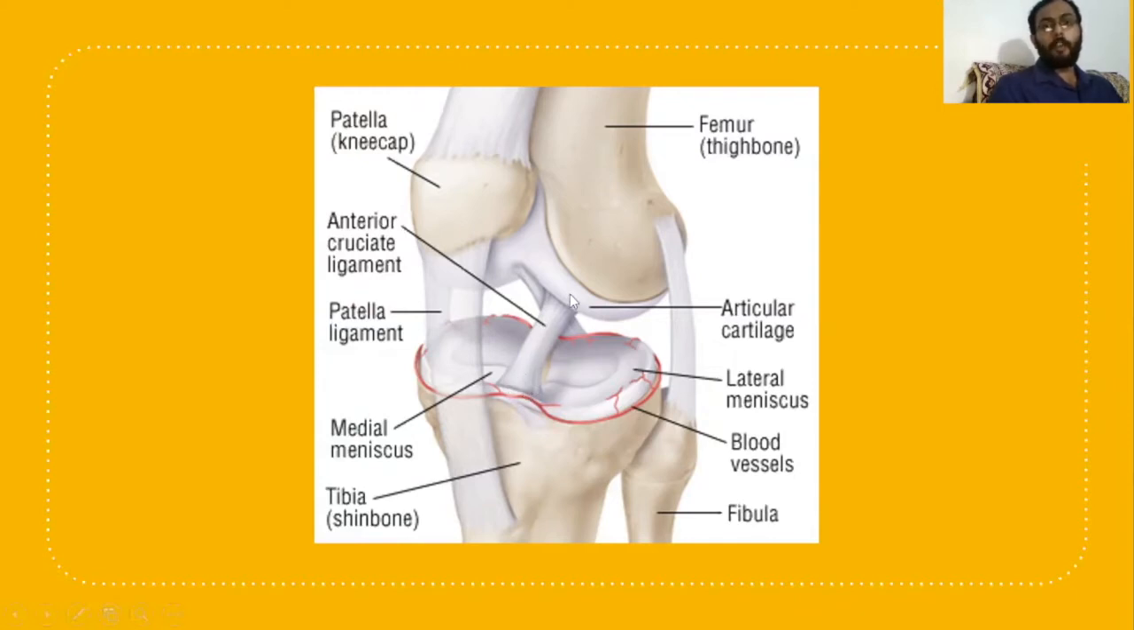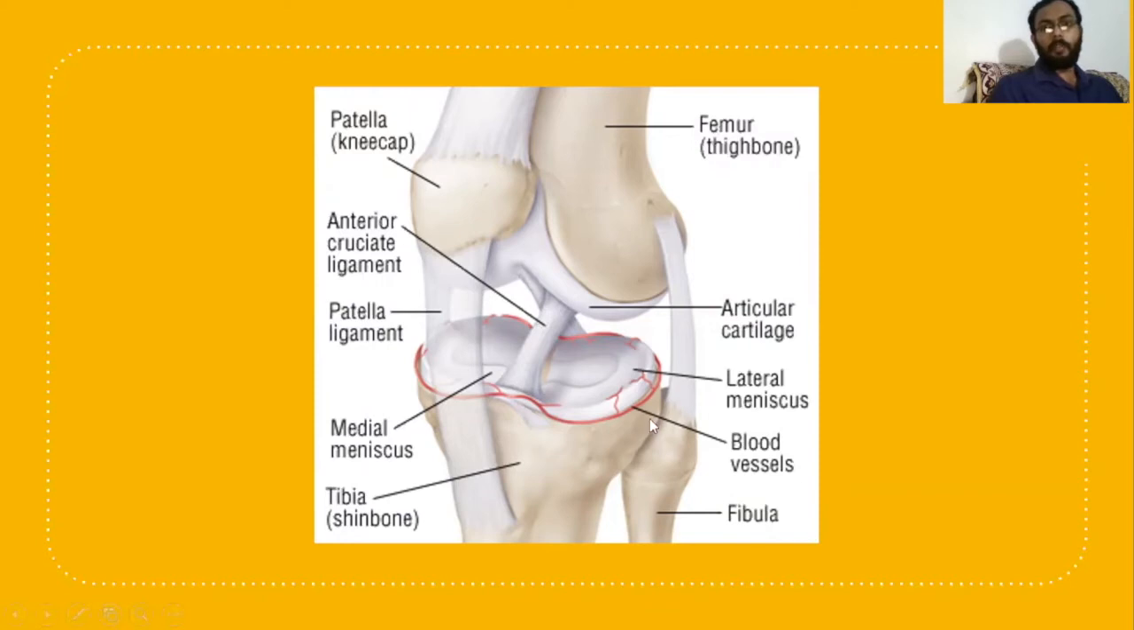Here you can see the anterior cruciate ligament, which connects the anterior tibial plateau and lateral femoral condyle, while the posterior cruciate ligament connects the posterior tibial plateau and medial femoral condyle. They cross each other, so they are named cruciate ligaments. This is the difference between the anterior and posterior cruciate: the ACL connects to the lateral femoral condyle, and the PCL connects to the medial femoral condyle.